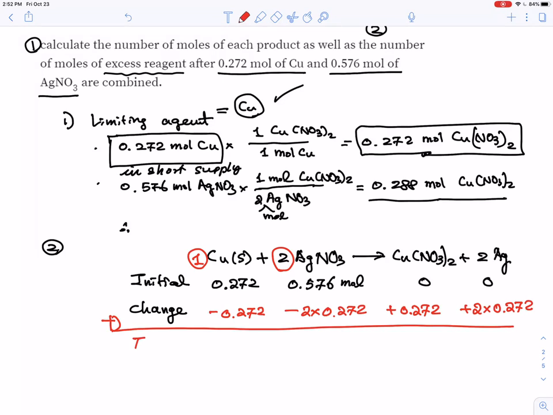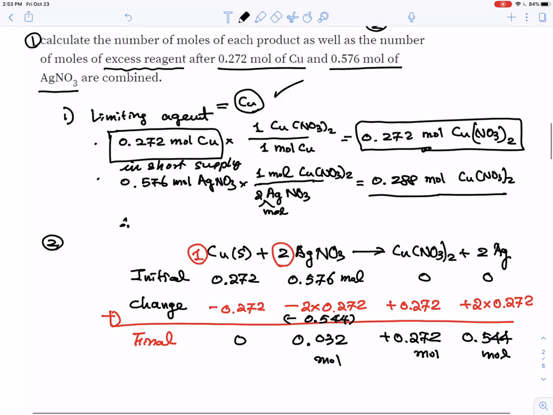Then you add them up, and the final amount will be: this will be 0, and this amount is minus 0.544, so the net amount is 0.032 mole. This will be 0.272 mole, and then this will be 0.544 mole. So we can quantitatively know the numbers of each product.